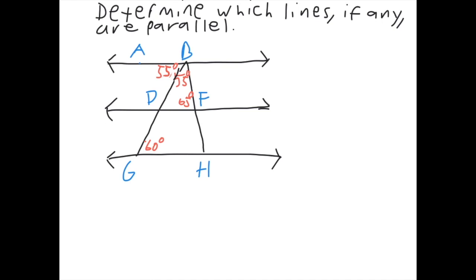We just say 55 plus 65, which is 120, and then say 180 minus that, which is 60. So this angle right here is 60 degrees. Well, we now notice that this angle is 60 degrees, and this is also 60 degrees. So those two are congruent, which means we might be able to use those to prove that two lines are parallel. So let's look at this.